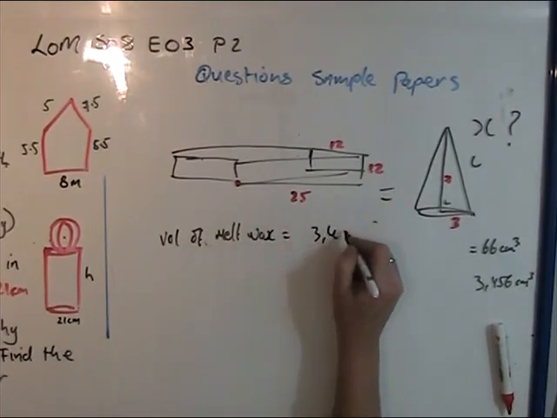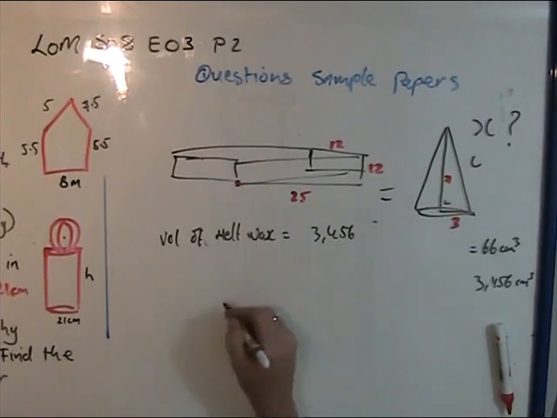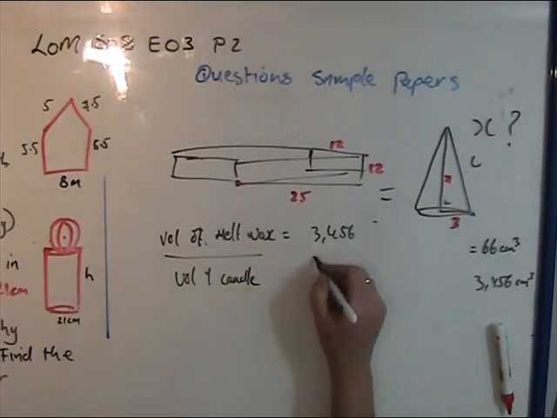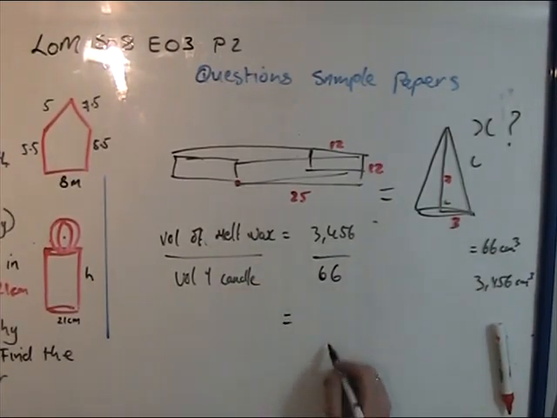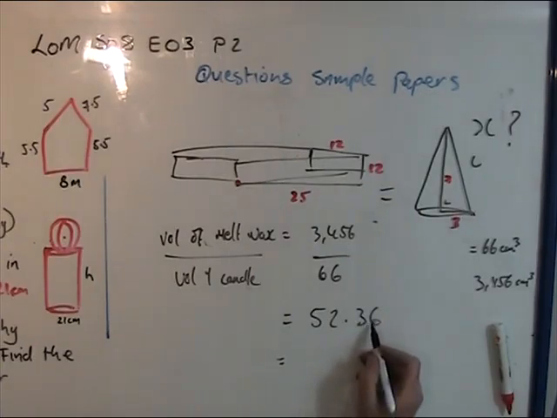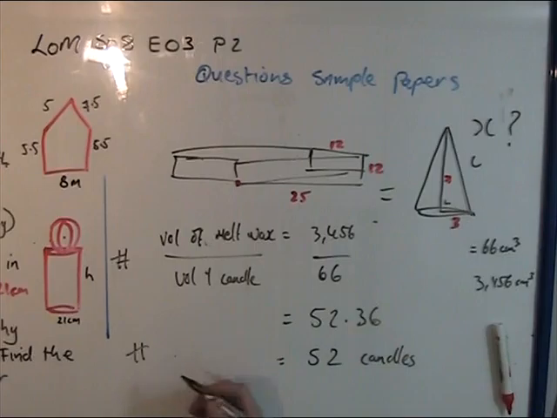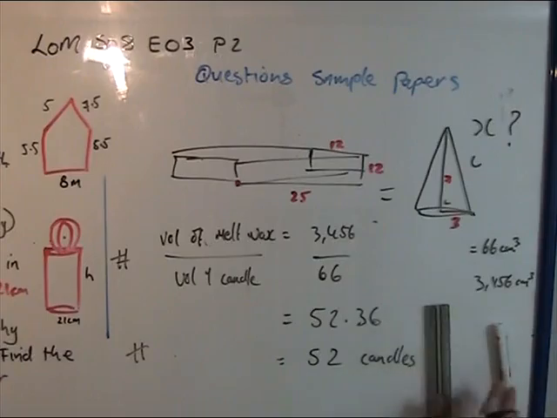So the volume of the melted wax is equal to 3,456, and the volume of one candle is equal to 66. You divide one into the other and you find out that it's 52.36. It says to express this to the nearest whole number, because you'll have a bit left over. So there are 52 candles. So the number of candles is 52 candles. Alright, good. So that part is finished.